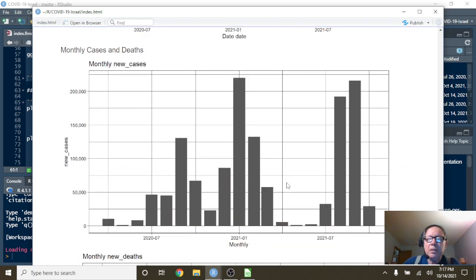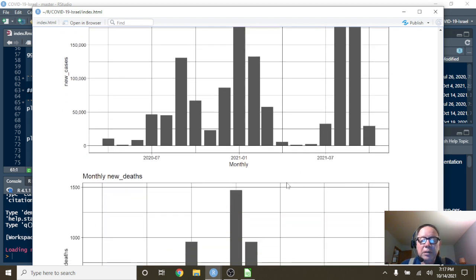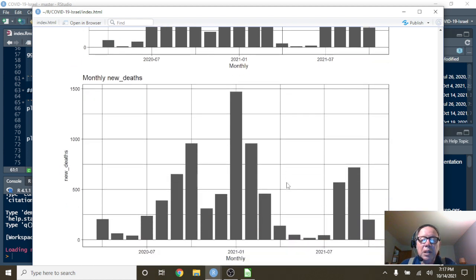Okay. Now what about monthly cases? Well, August and September were not good months. Those were the third and fourth most months so far for cases. And you can see over here that unfortunately August and September deaths were somewhere between fifth, sixth, or seventh most so far.